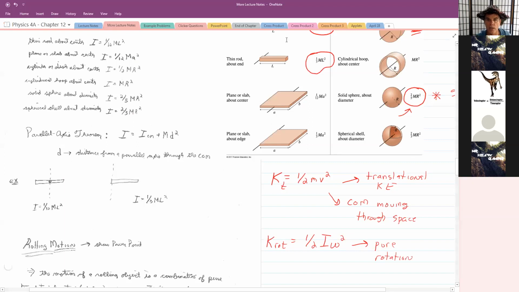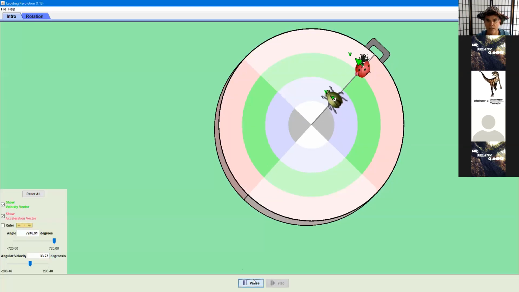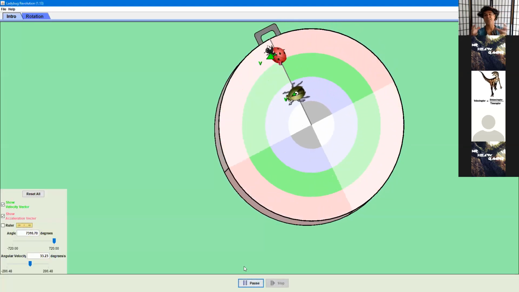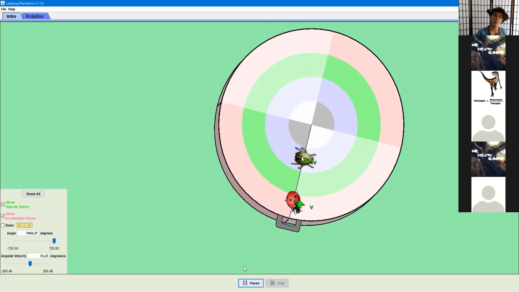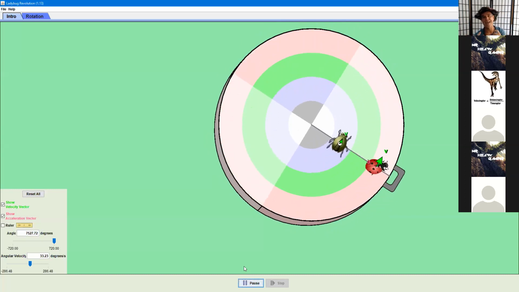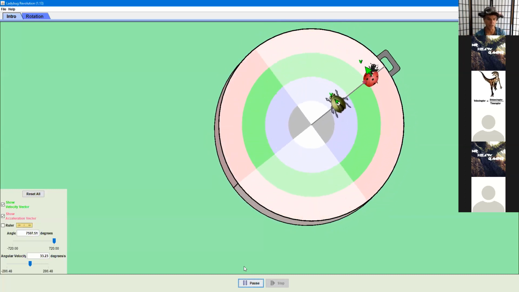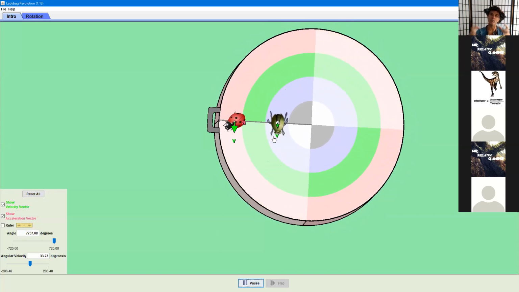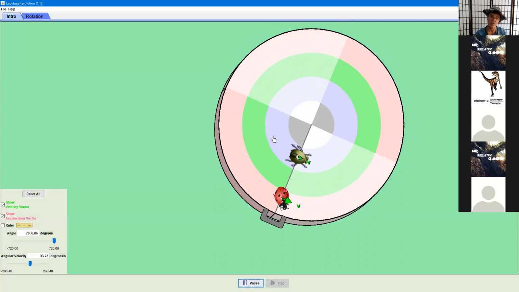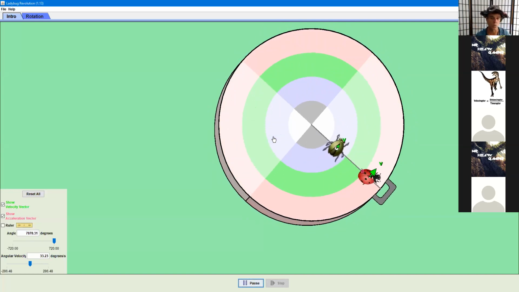Meaning, if we are looking at this ladybug, as these ladybugs are moving, the center of mass of the entire system is not moving, but it's rotating. This rotating object has kinetic energy called rotational kinetic energy, and it equals 1/2 times the moment of inertia of the object times the angular speed squared.